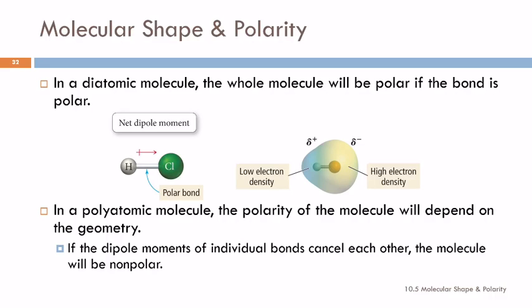If we have a polyatomic molecule, more than two atoms, then the polarity of the molecule is going to depend on the geometry of the molecule. It's going to depend on the shape. Because you could have the dipole moments of the individual bonds cancel each other out. And then even though the bonds are polar, the molecule as a whole could be nonpolar.